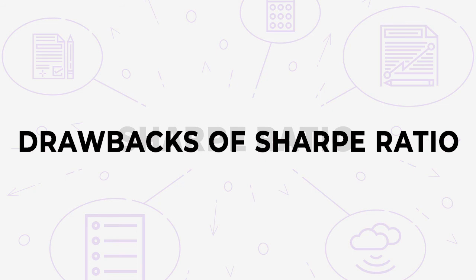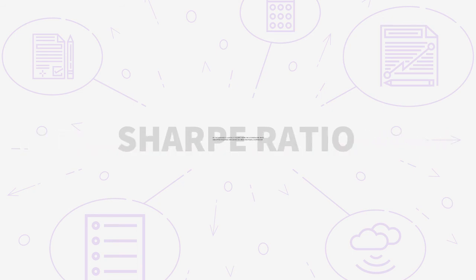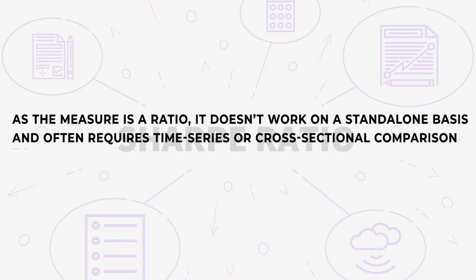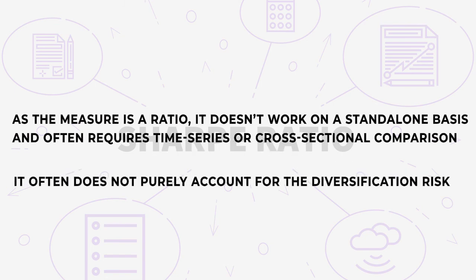However, Sharpe ratio has its own drawbacks. Number 1. As the measure is a ratio, it doesn't work on standalone basis and often requires time series or cross-sectional comparison. And number 2, it often does not purely account for the diversification risk.